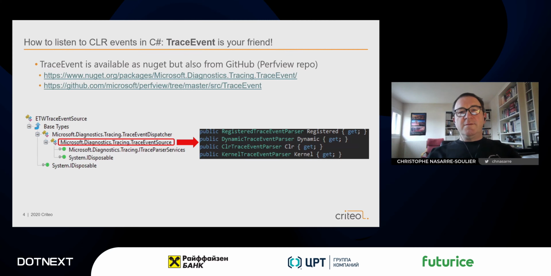So how in C# are you able to create an ETW session and listen to these events? Well, you can use the TraceEvent NuGet package that is provided by Microsoft, and you also get access to the source code because it's in the PerfView repo, the performance tool provided by Microsoft. What you need to do is to create a TraceEventSource that will wrap the ETW session, and then you will listen to these events through normal C# events. So you will attach your event handlers to one of two properties. One is the CLR, a TraceEventParser that provides the events you will listen to from the CLR, and also the kernel TraceEventParser.